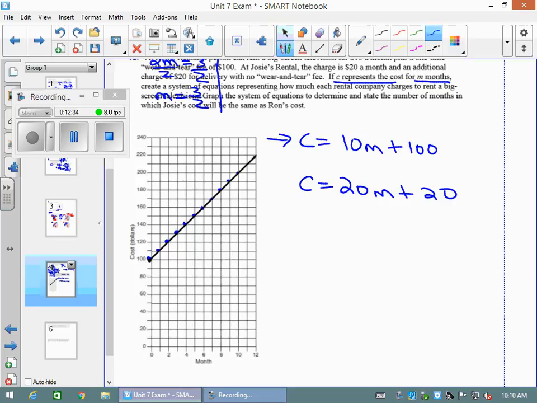Now I'm going to graph my second equation. So I'm starting at a y-intercept of 20, and I'm going up 20 over 1. So I'm plotting a point every up 2 boxes over 1 box.